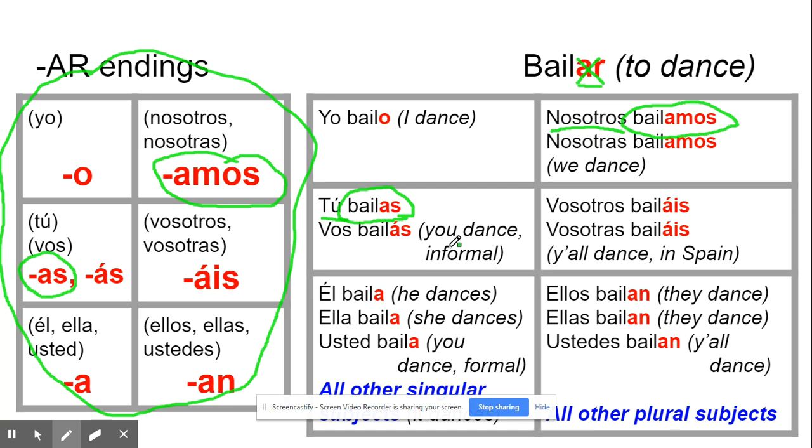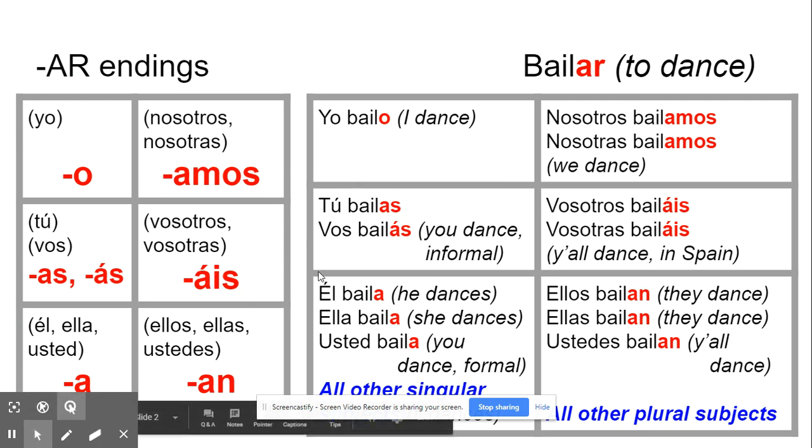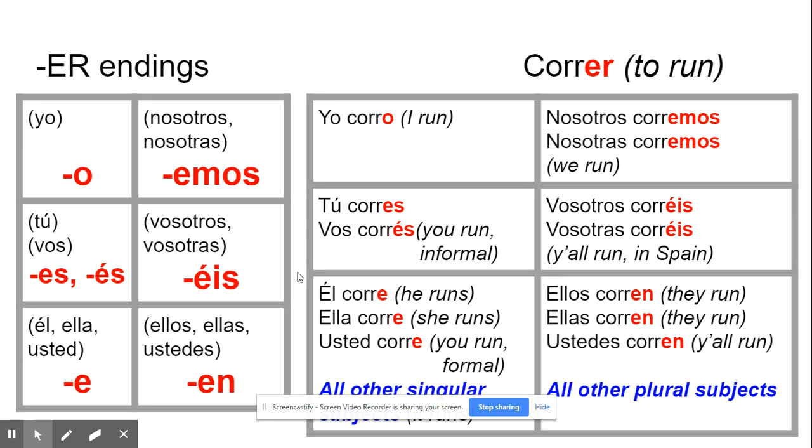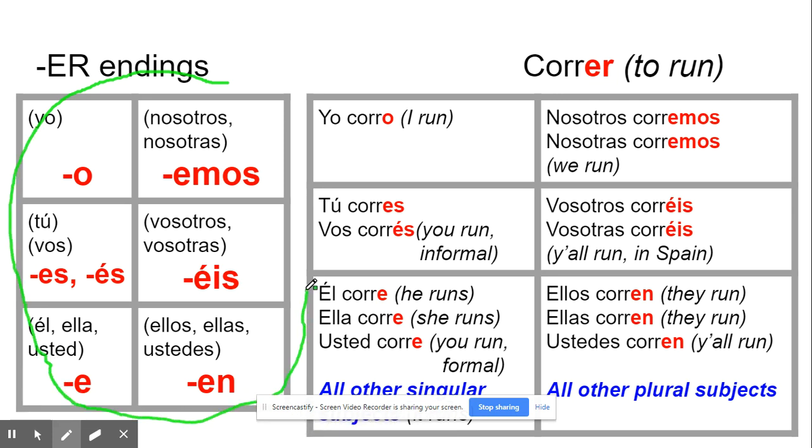So I want to continue using this concept to move forward and use these endings in different ways. So those are our AR endings. Let's now look at our ER endings, which are right here. You're going to see that the ER endings are super similar to the AR endings. The only difference here is that they're E's instead of A's.